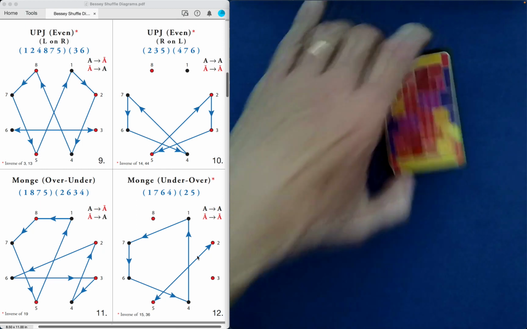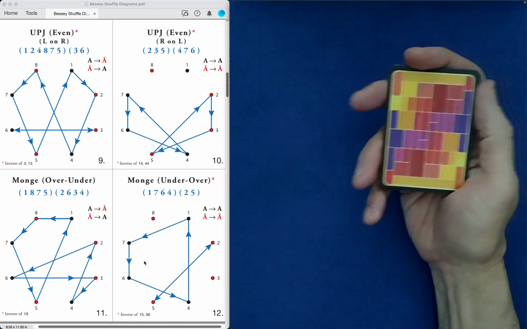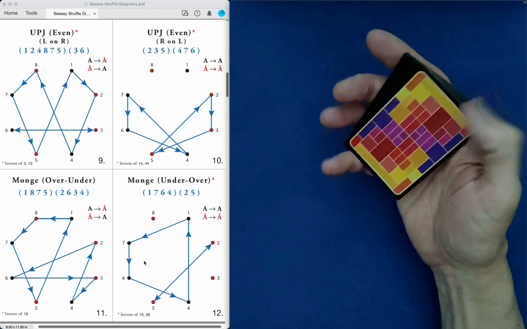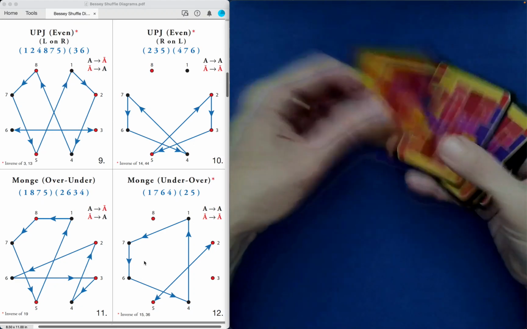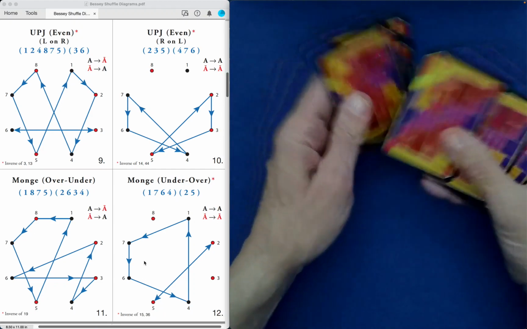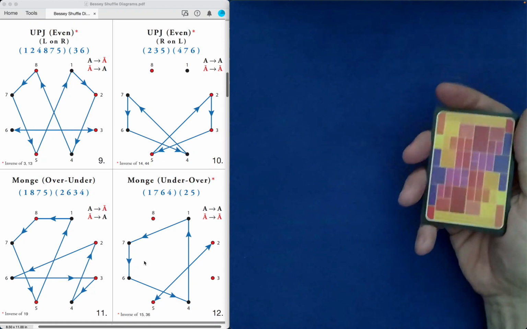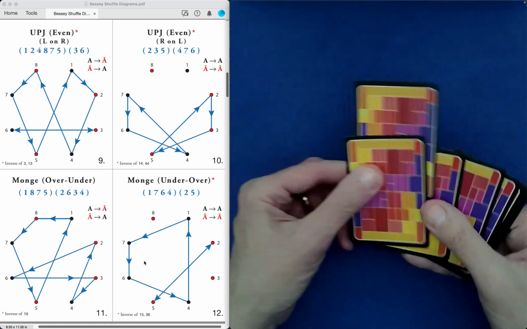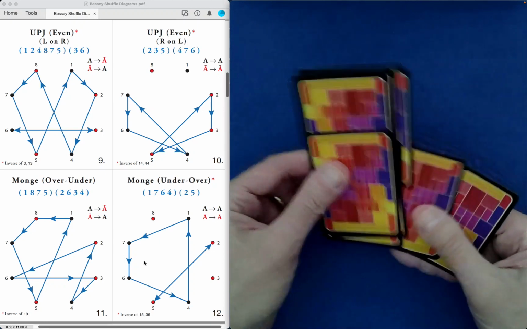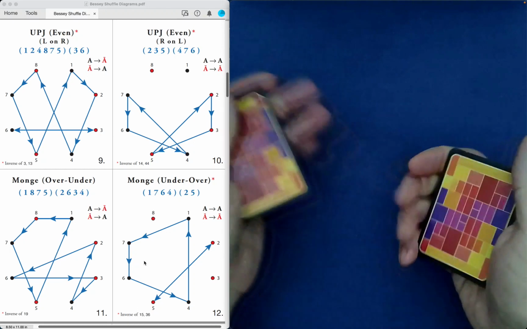Okay, so if you were here, maybe you would choose to do the last one first. So you might say, do shuffle 12 first. Okay, let's do that one. That's the mange, under, over. So you start by putting that first card under. What would you like next? Shuffle 9? Okay, that's the even up jog in which we stack the left pile, this one, on top of the right.